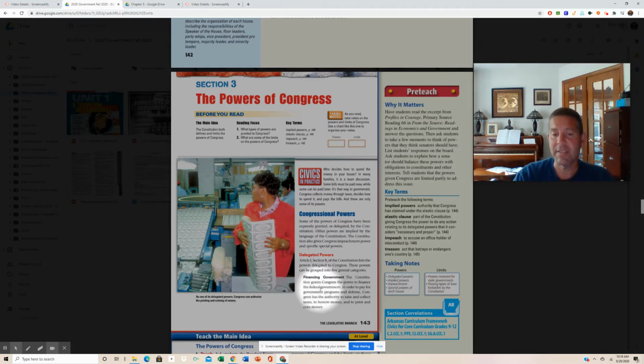So the first of those is financing government. The Constitution specifically says Congress has the ability to raise money, called taxes, of course, to turn around and spend those tax dollars on actually running a government.